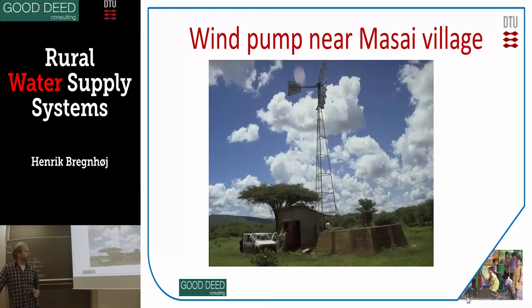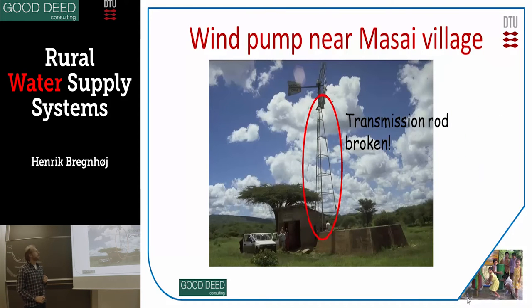Here's a wind pump. Wind pumps can also be used. When this windmill is going round, a rod is going up and down and pumping the water. What's good about wind? Same thing, isn't it? When it's windy, you get water. So it's nice. But it has some problems. And in this case, it was in Tanzania, 1990. Actually, the transmission rod, there should be a long iron rod here, but it was actually broken. So it was there, it looked nice, but it was not working. I mean, it was not used for anything because it was broken.